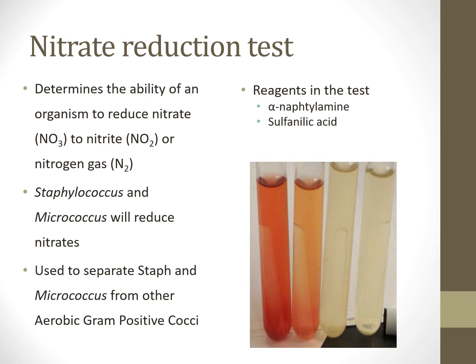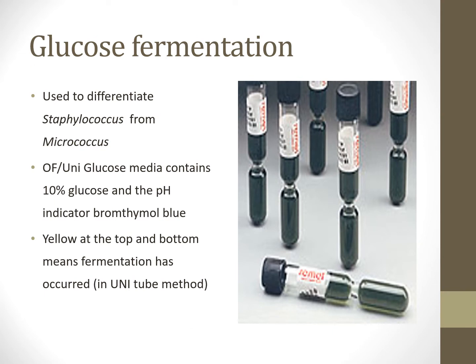Now, some of our staphs and Micrococcus will ferment glucose, okay? So we can use a media known as OF glucose or Unidglucose. The tube on the right is a picture of a Unidglucose test, but the OF glucose test looks very similar, only it doesn't have a pinching of the glass in the middle. Okay, but what we can do is we can add our organism to the tube using a stick or a loop, and if the media turns yellow at the bottom, it means that it's a fermenter, and our Staphylococcus are glucose fermenters. Micrococcus is not a glucose fermenter. Micrococcus is actually negative for glucose fermentation.